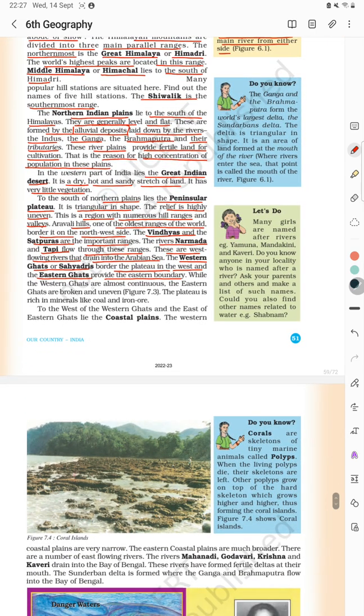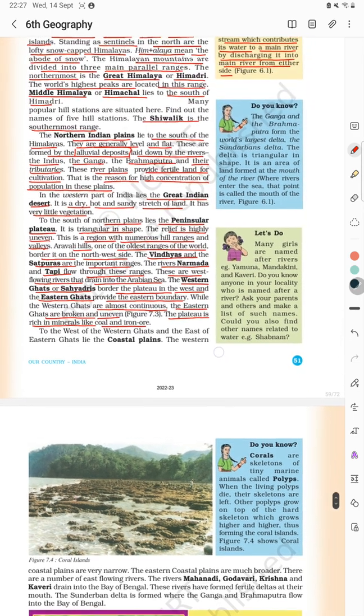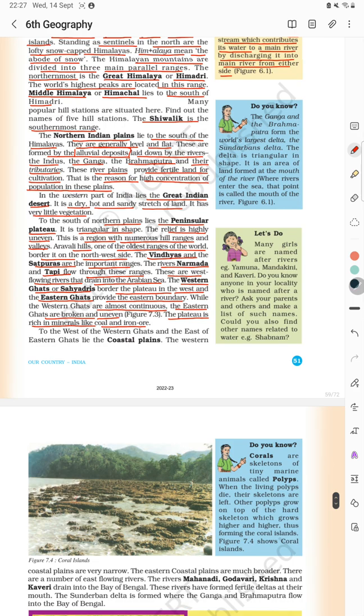While the Western Ghats are almost continuous, the Eastern Ghats are broken and uneven. The plateau is rich in minerals like coal and iron ore. So let us read this also.